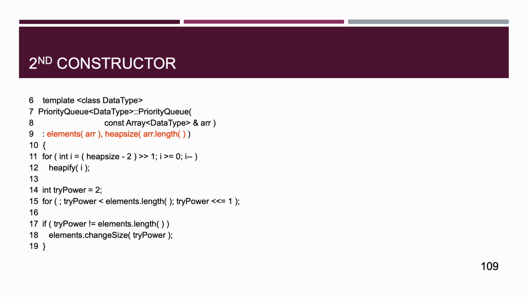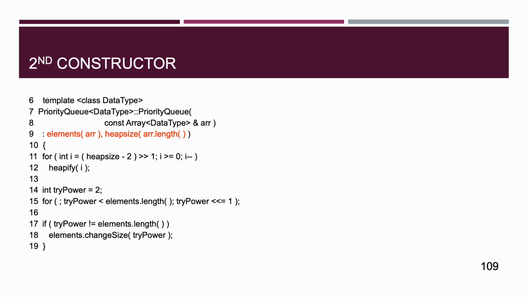Then the constructor definition, where the constructor takes a constant reference to an array of data type and initializes two member variables, elements and heap size. Now next, the for loop is used to perform a bottom-up heap construction starting from the parent of the last element. The heapify method is called iteratively to ensure the heap property is maintained.